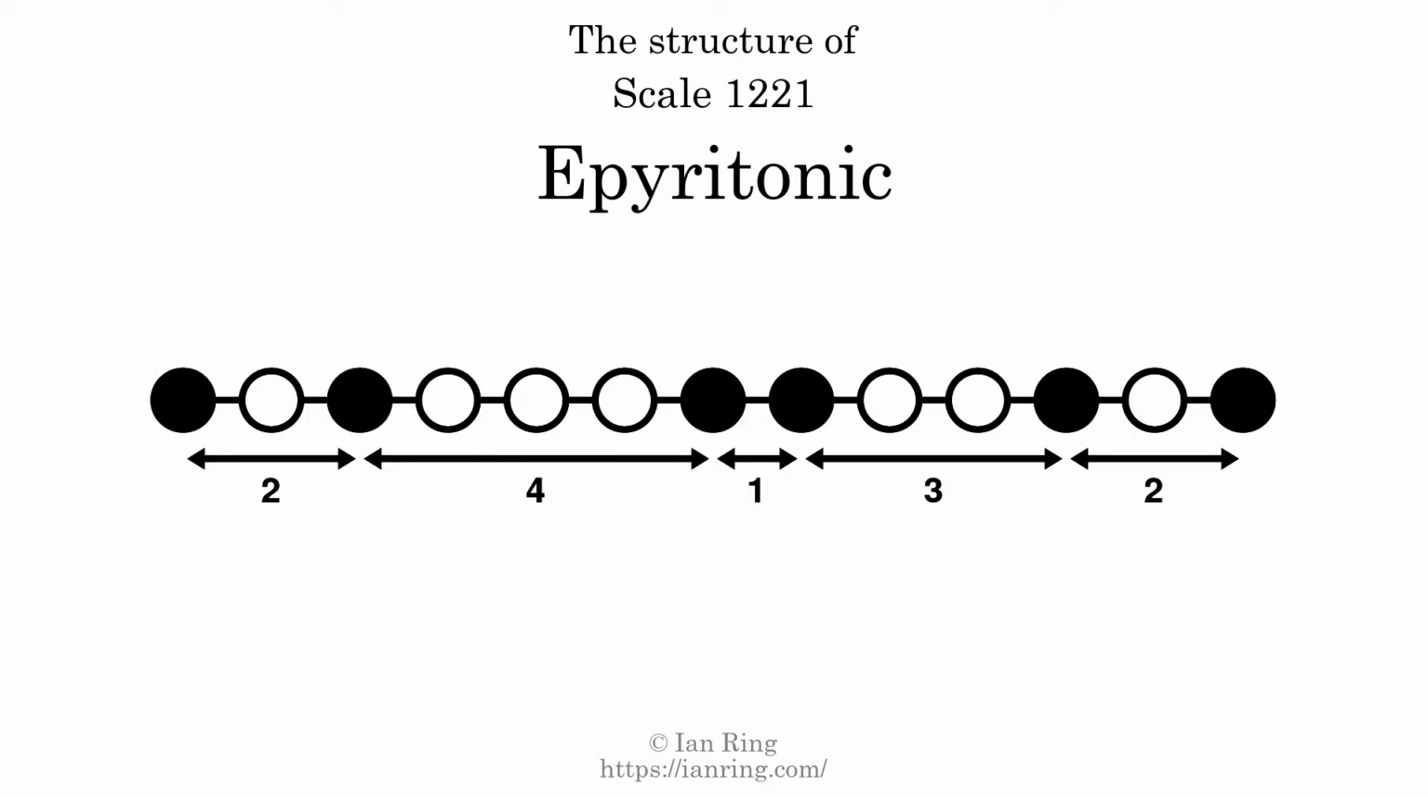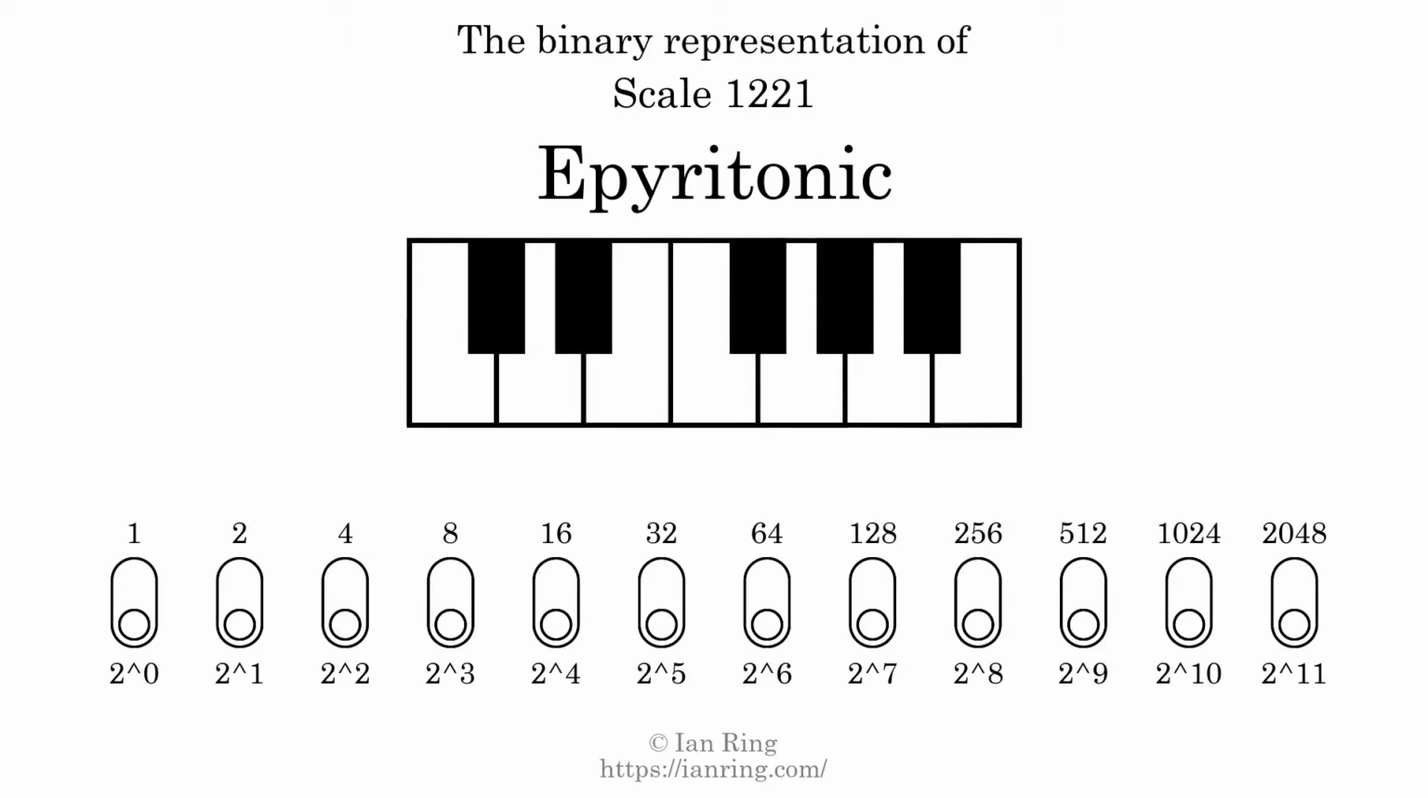The structure of a scale is a description of the interval distance between each successive tone. This scale has a structure of 24132. The binary representation of this scale is determined by mapping tones of the scale to binary digits. Each binary digit represents a power of 2.